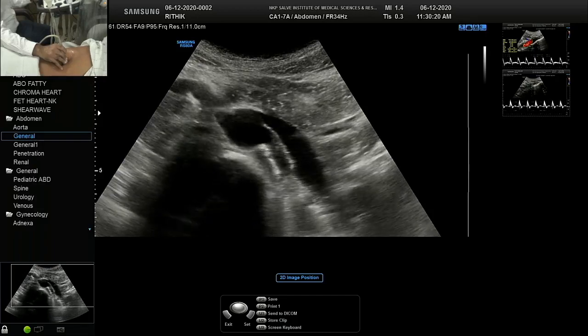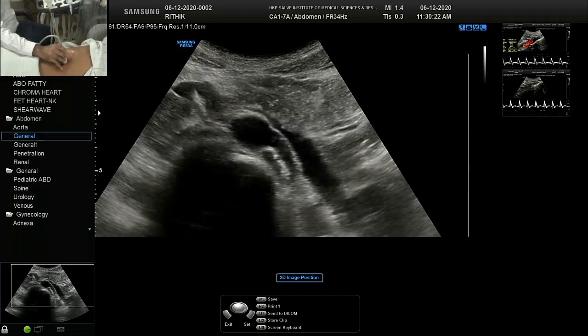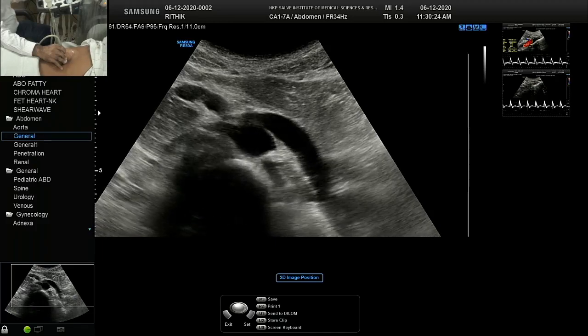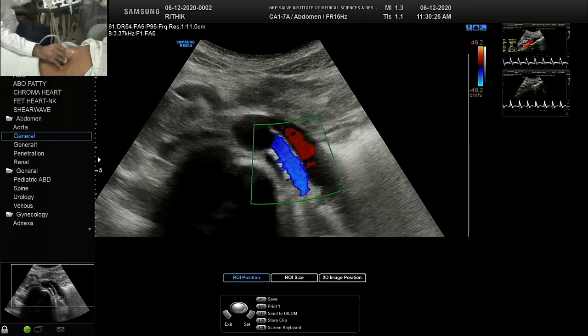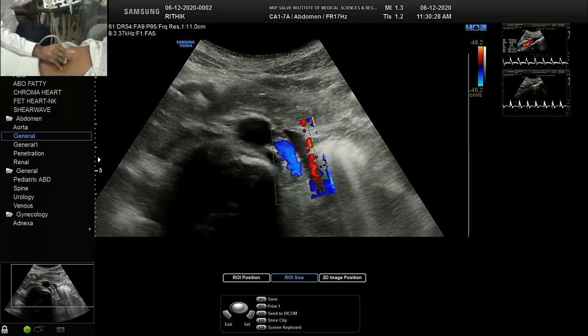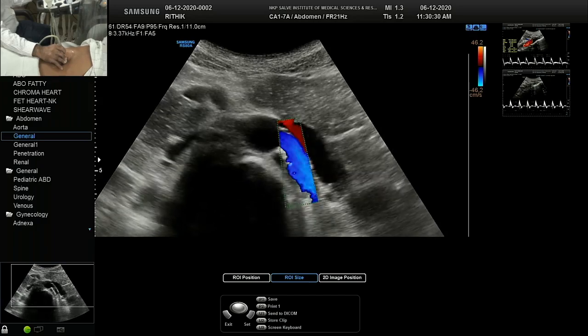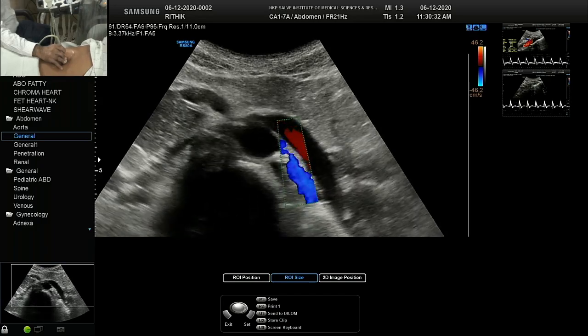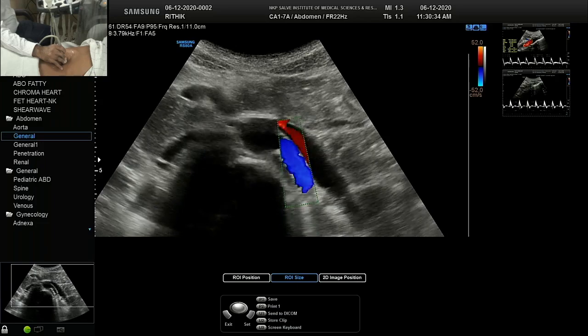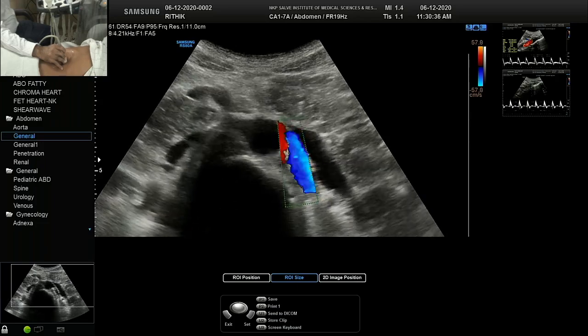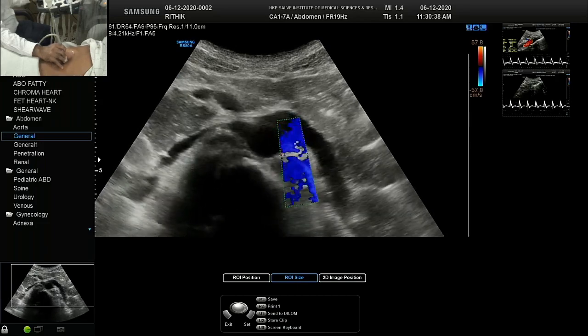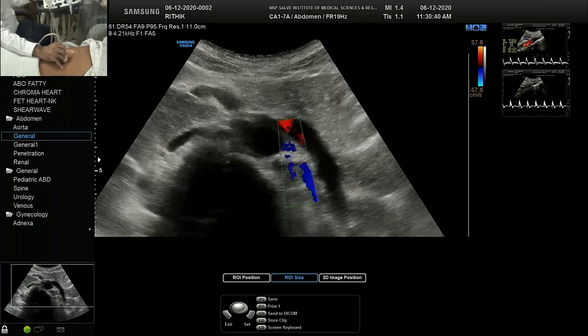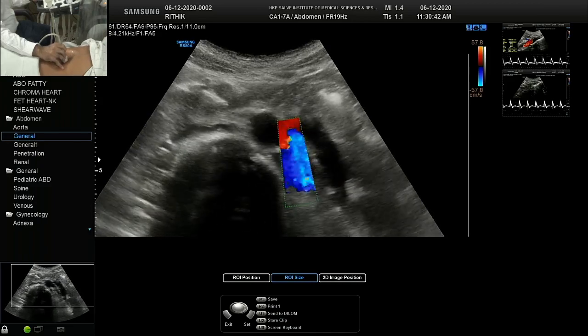You may not do a color Doppler here because all these vessels have got an excellent amount of flow, and then mixing of spectrum may occur. So what you can do is tailor-make your box size so that you get an excellent view of the vessel. So that is the renal artery.